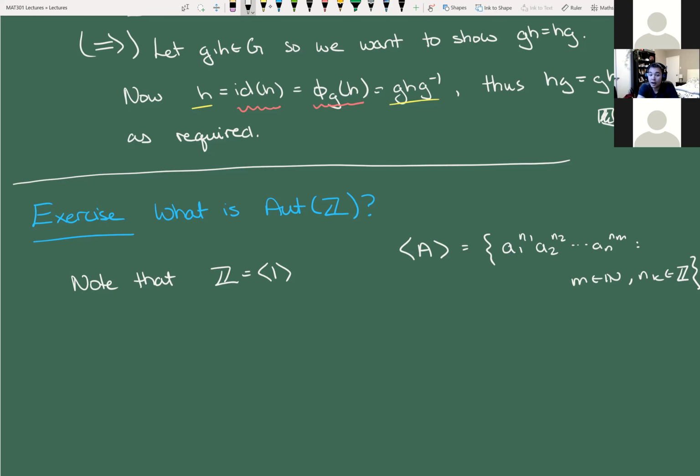Are there any other generators of Z? So this is what I want to get to. Are there any other generators of Z? Anyone? Negative one. Yeah, absolutely. Okay. So now here's the thing. An isomorphism or an automorphism of a cyclic group must map generators to generators. So automorphisms must preserve generators. Okay, if you don't believe that, prove it.